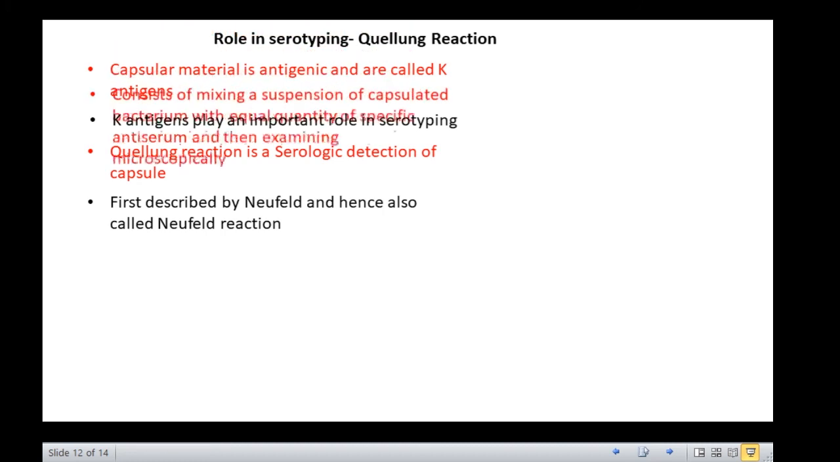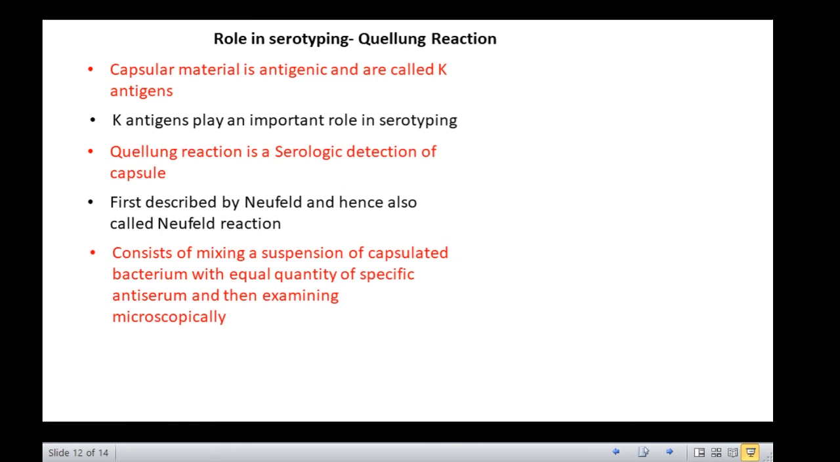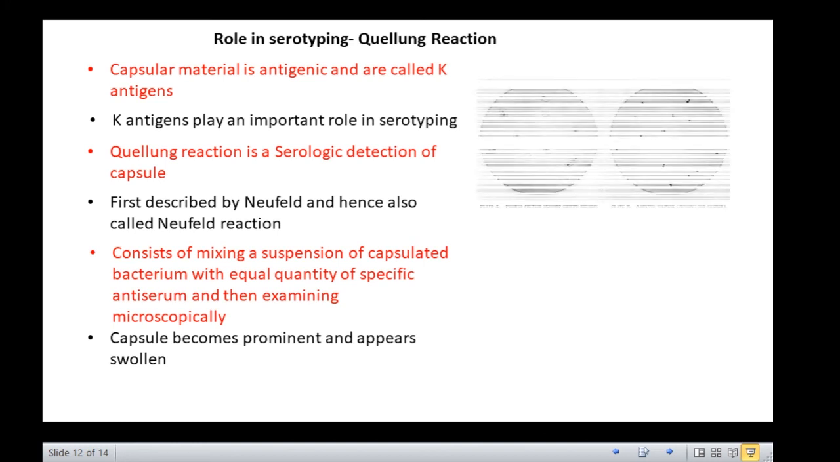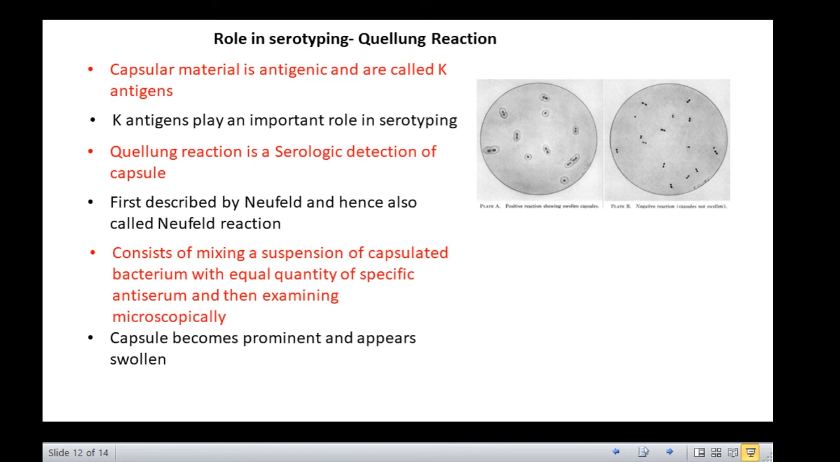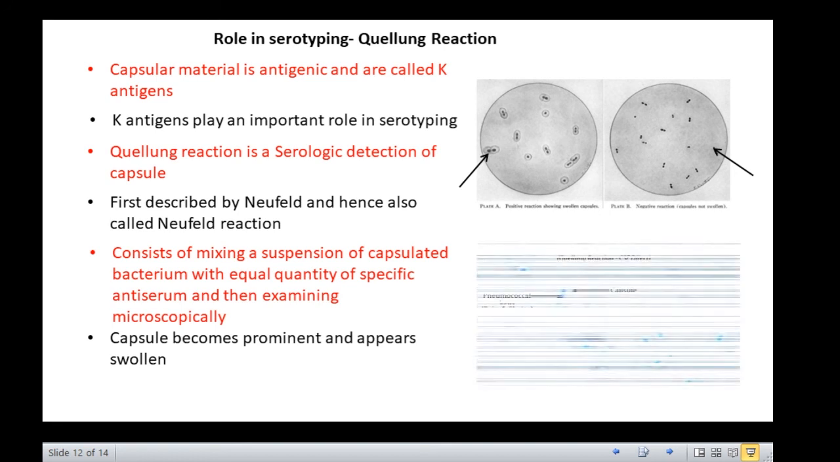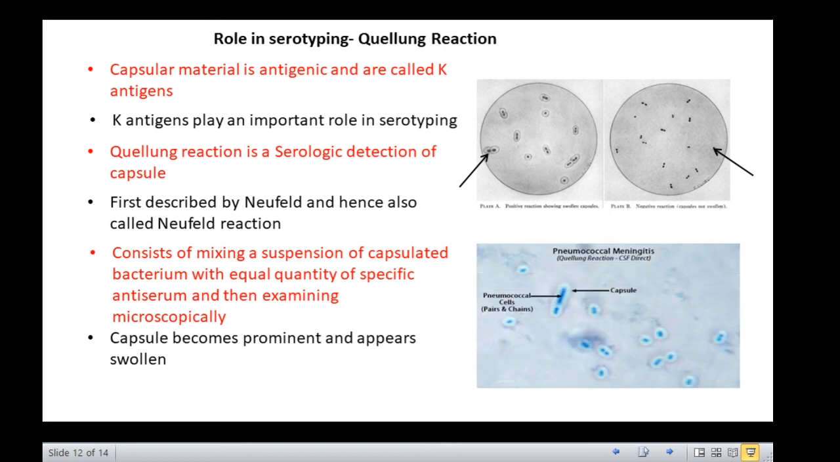When a suspension of capsulated bacteria is mixed with equal quantity of specific antiserum and then examined microscopically at 1000x, the capsule becomes prominent and appears swollen. The picture shows positive reaction showing swollen capsules and negative reaction where capsules are not swollen. In the picture below, you can see pneumococcal cells with swollen capsules.